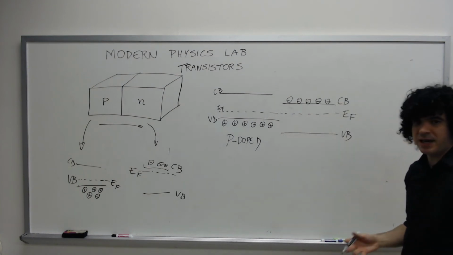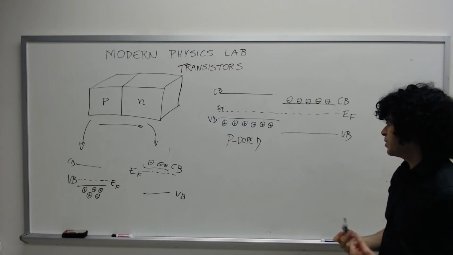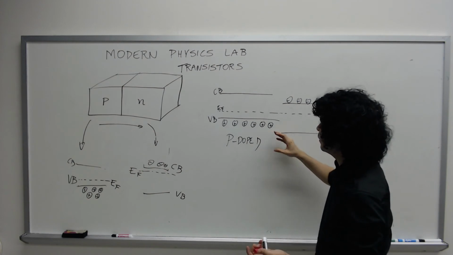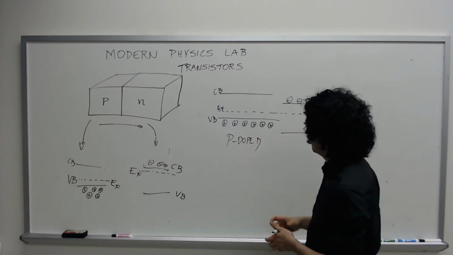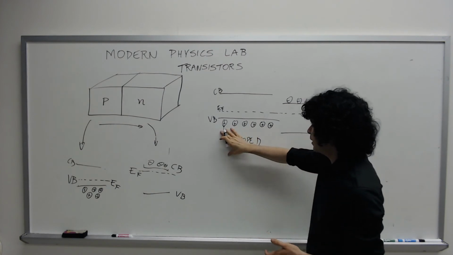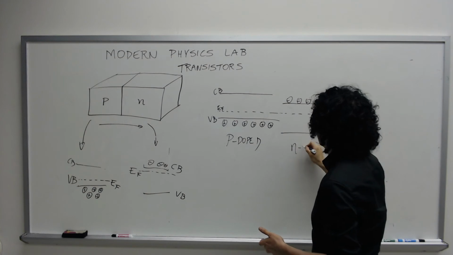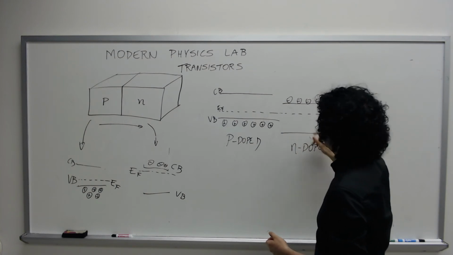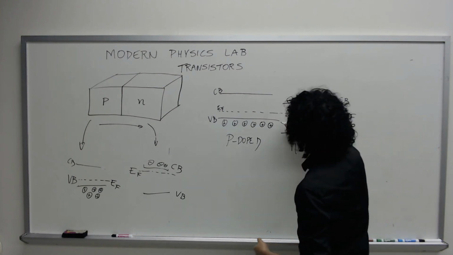In the excess electrons in the conduction band. So these are called majority carriers. So for the p doped, the majority carriers are holes, and for the n doped, the majority carriers are electrons. So when you bring them together, the Fermi level is the same.